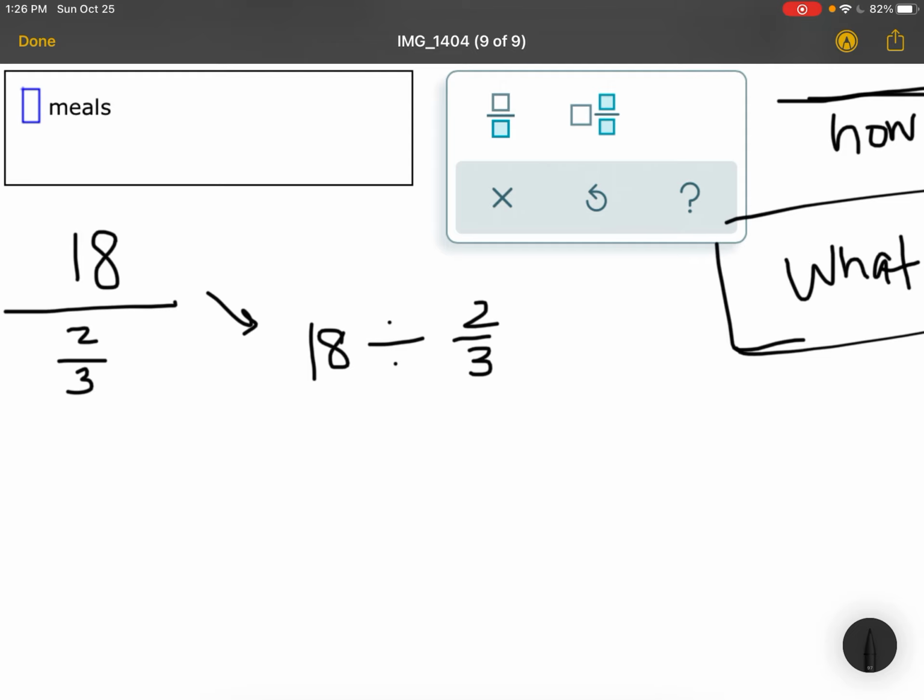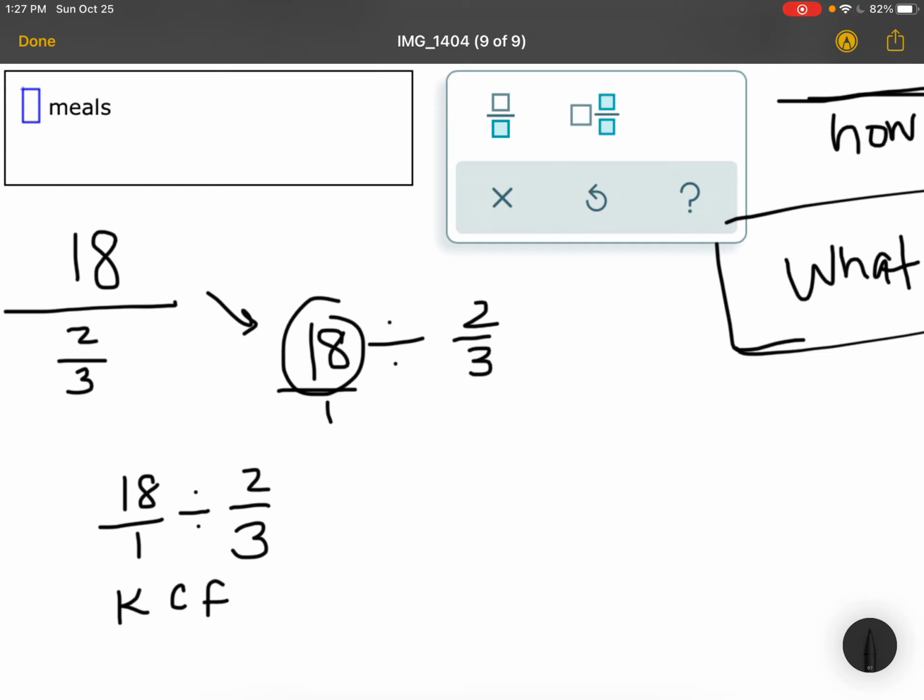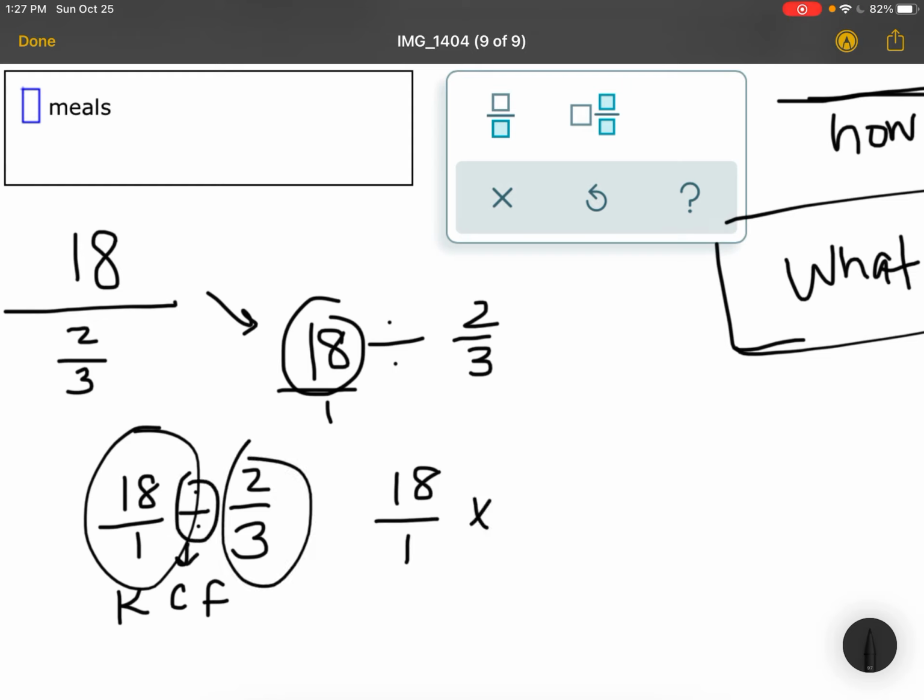Now remember, we're going to write 18 as a fraction, so just plop that over 1, because any number over 1 is essentially the same thing, just written as a fraction. So 18 over 1 divided by 2/3. But remember, when you do this, you need to keep, change, flip, because you're dividing fractions. So 18 over 1 stays the same. The division changes to multiplication, and the 2/3 flips to 3 over 2.